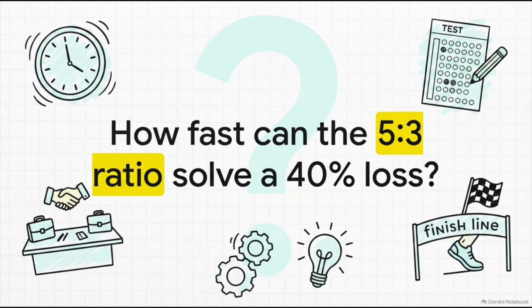So I'm going to leave you with this thought. The next time you're staring down a ticking clock on a standardized test, or you're trying to negotiate a deal on the fly, if you had just 30 seconds to solve a complex 40% loss scenario, how much faster could applying that 5-to-3 ratio get you to the finish line?